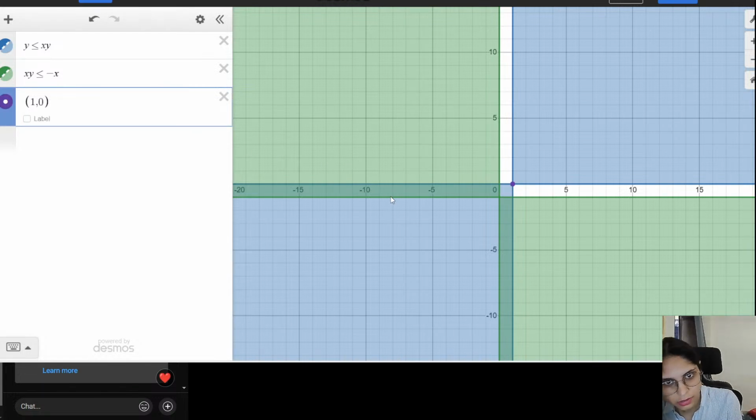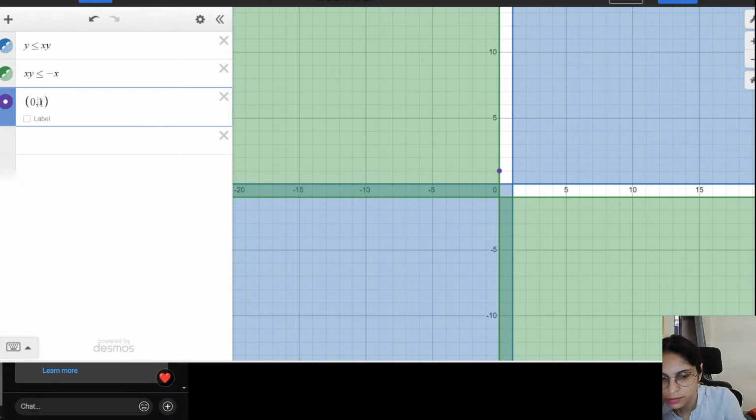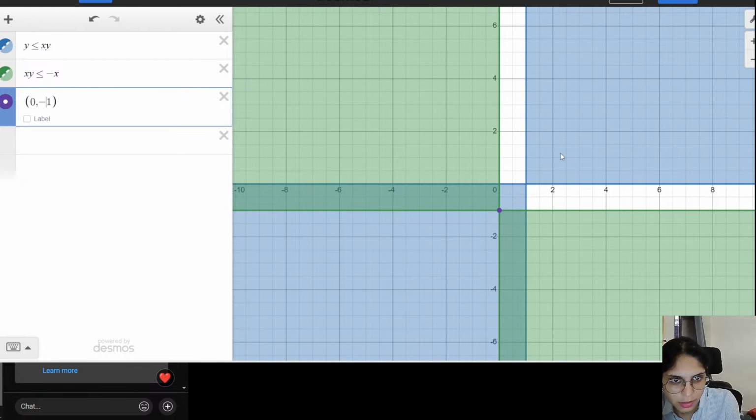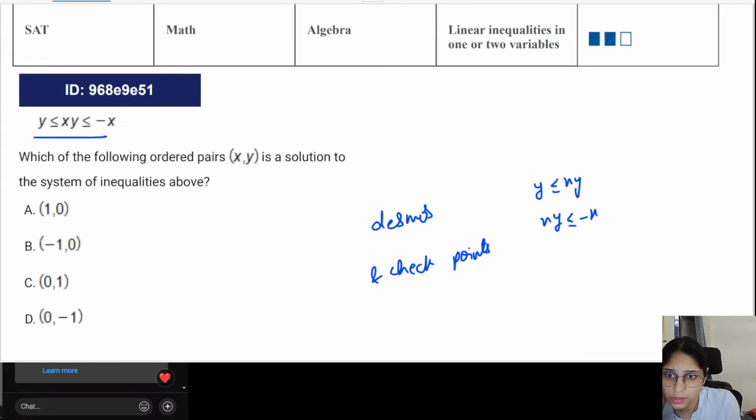No, it is not in the shaded region of both. (-1, 0), so you can check here only. (-1, 0), yes, this works. (0, 1), no, it doesn't work. (0, -1). So (0, -1) is also working, and (-1, 0) is also working.